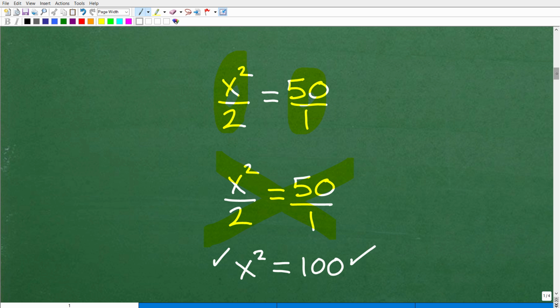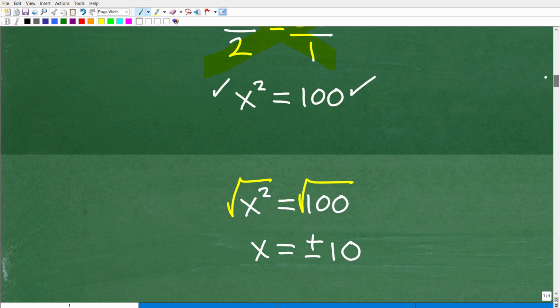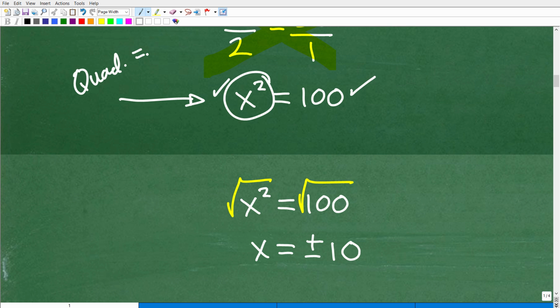Okay, so let's go ahead and solve this equation. x squared is equal to 100. But before we do that, what type of equation is this? Well, hopefully you recognize this as a quadratic equation. This is a polynomial to the second power. So this means that this is going to have two solutions. We're always going to have two solutions here.